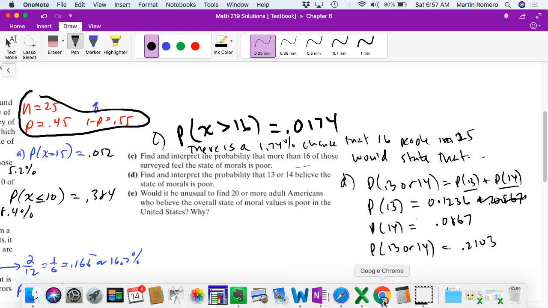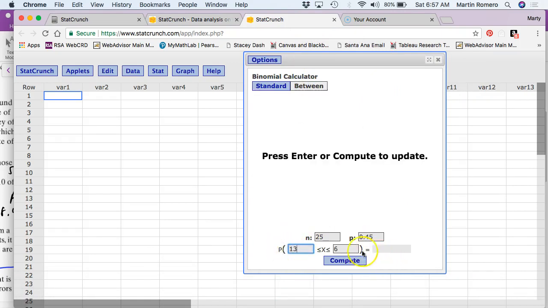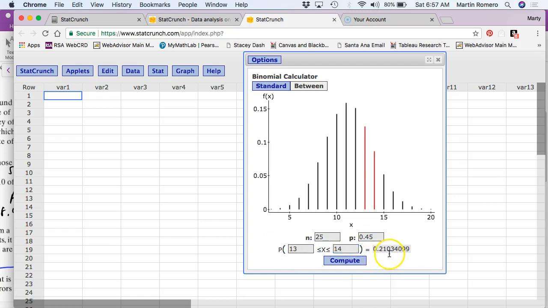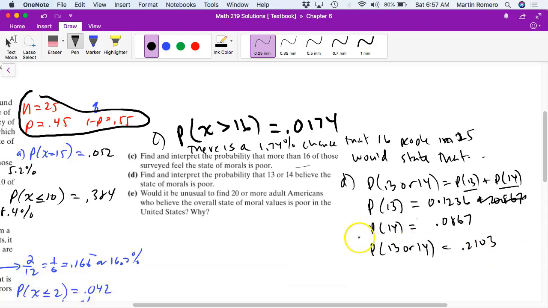And so the hard part on this one is, how do you type that in? We could do the between, and so we want 13 and 14, so that we would compute that. So there's your answer there on the binomial calculator, 0.21, similar to what we got over here, 0.21.